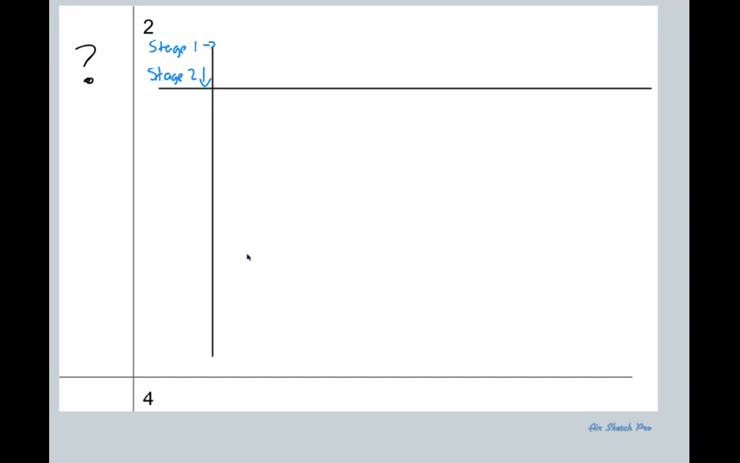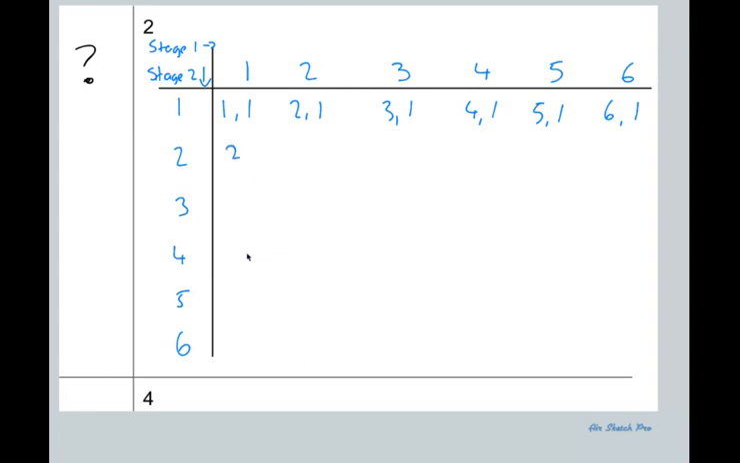Stage one is going to be a 1 is rolled, a 2 is rolled, a 3 is rolled, a 4 is rolled, a 5 is rolled, or a 6 is rolled. And stage two is that a 1 is rolled, a 2 is rolled, a 3 is rolled, a 4 is rolled, a 5 is rolled, a 6 is rolled. So really quickly, I've got 1,1, 2,1, 3,1, 4,1, just putting stage one first, that's all. 5,1, 6,1, and so on. I'll quickly fill out the rest.